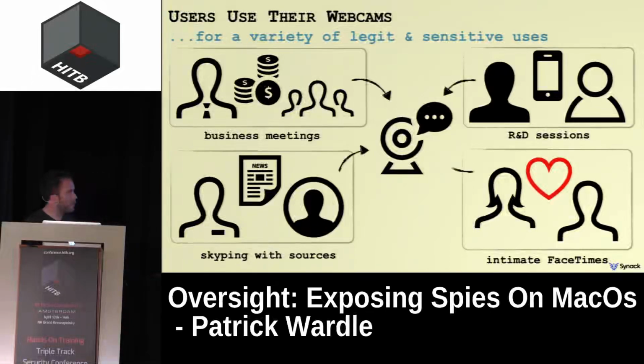So first, we observe that Mac users do use their webcam. Yes, you can put tape over it, but that's not always the most practical. So what are some examples of how Mac users use their webcams? Well, business meetings. If you work remotely, you might talk to your team or call in for a board meeting. If you work for a company, you might be doing remote R&D sessions where you're talking about new projects you're working on. You might be Skyping with a source if you're a journalist, or talking to a security team to report zero-day vulnerabilities. And a lot of people use FaceTime to talk to their intimate partners.